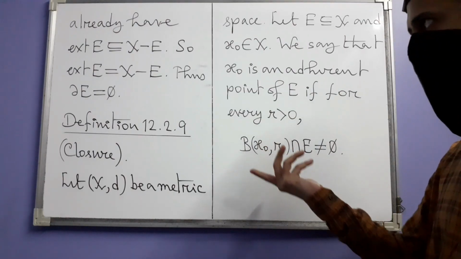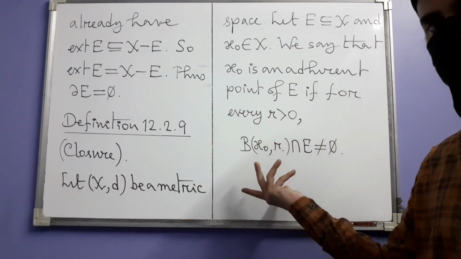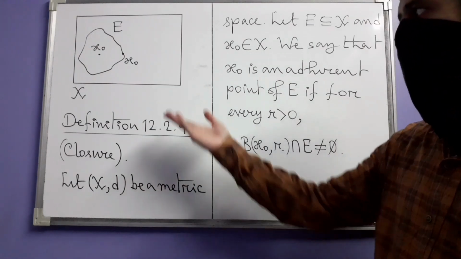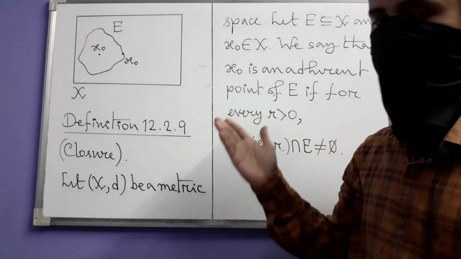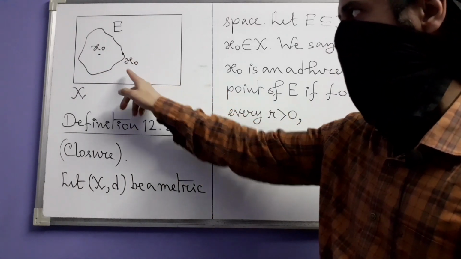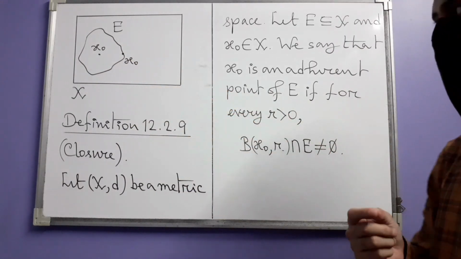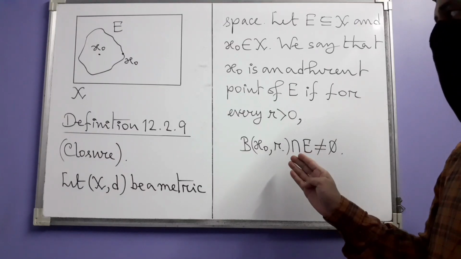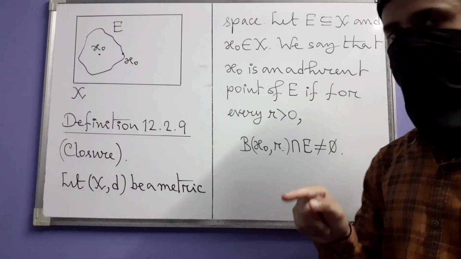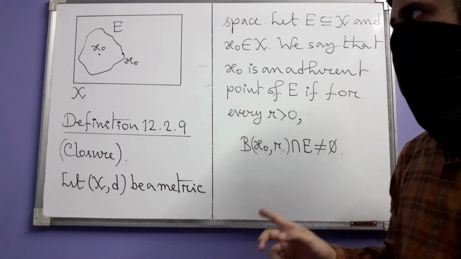And we can draw a diagram to show it. In this diagram, again, as usual, the rectangular region represents X, inside of which we have the subset E. And now comes the point. What is the condition here? That every ball centered at x0 must intersect E.